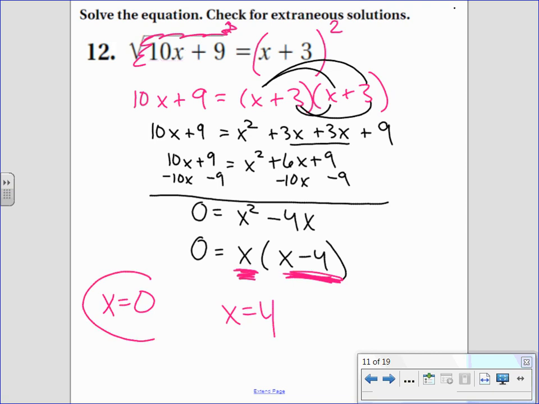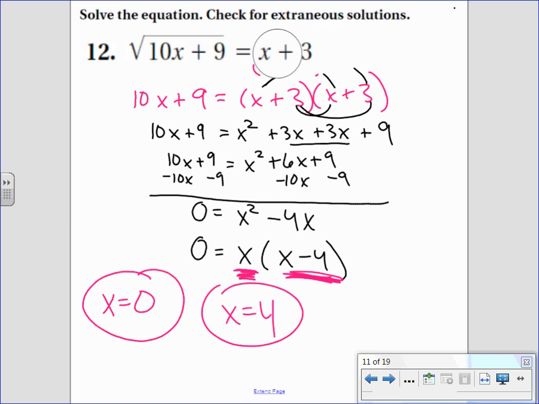So it's very important. We have two solutions here, but it is important to check because they might both work and be awesome solutions. One might be extraneous, or they both might be extraneous. So it's a little tricky and you have to check. So where do I have space to check this? Maybe down here on the right. Is the square root of 10 times 0 plus 9 going to equal 0 plus 3? That would be a yes, because the square root of 9 does equal 3. So that one works. 0 is fine.